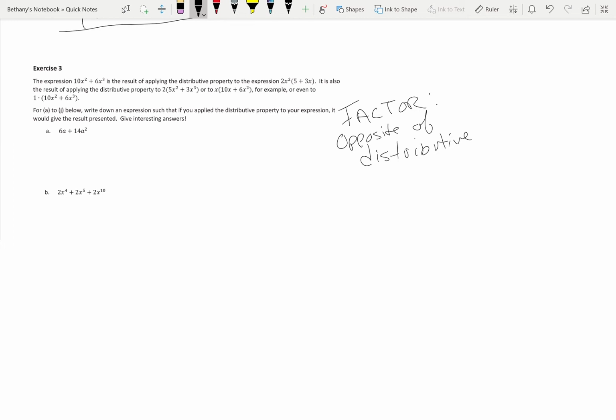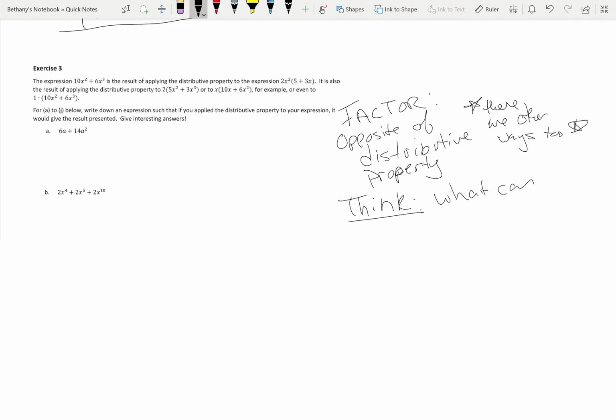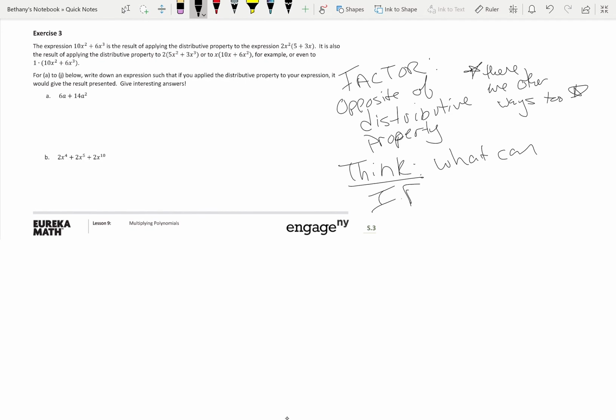The factor is the opposite of distributive property. For our purposes right now, for factoring, it's going to be the opposite of distributive property. There are other ways to factor. We're going to talk about those later, though, not right now. Right now we're doing the opposite of distributive property. So when you're doing this, you have to think about what I can factor out.